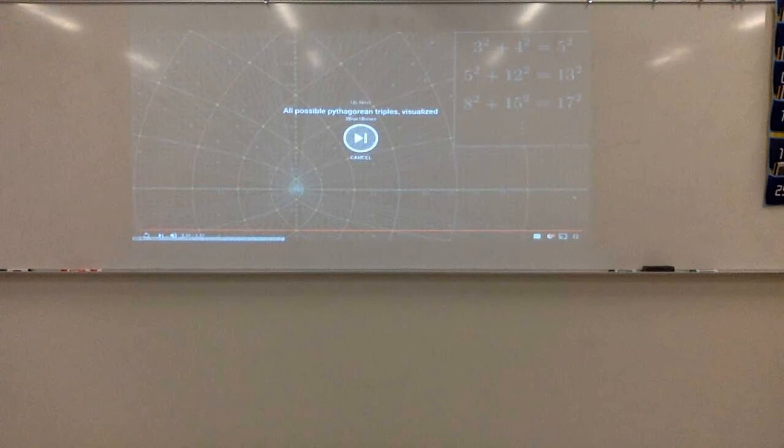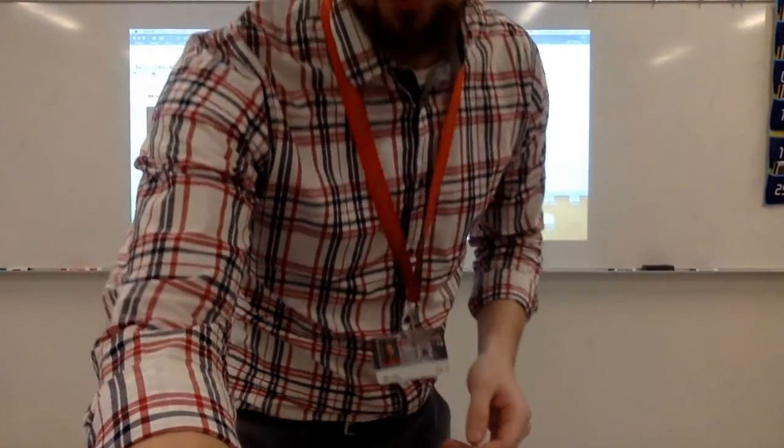So, just an example of a proof of the Pythagorean theorem. Alright, there are a lot more proofs, but that is, I think, the simplest, most straightforward one.